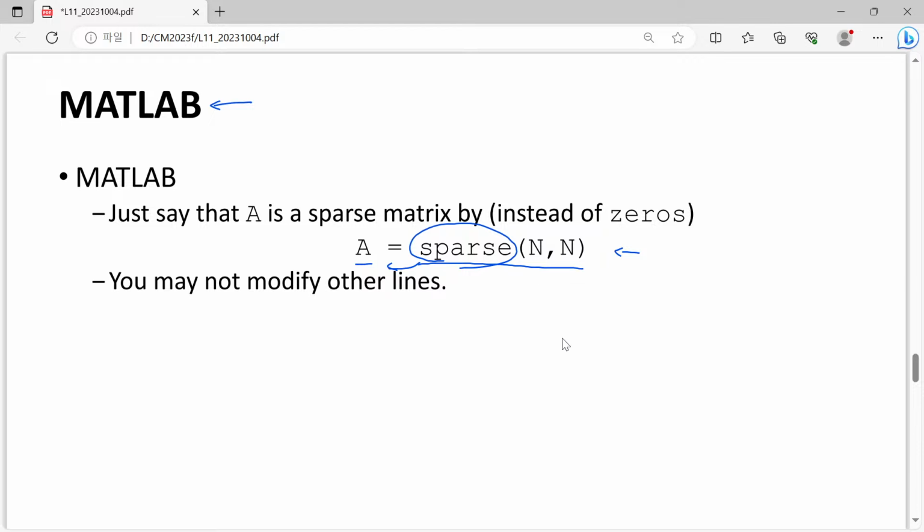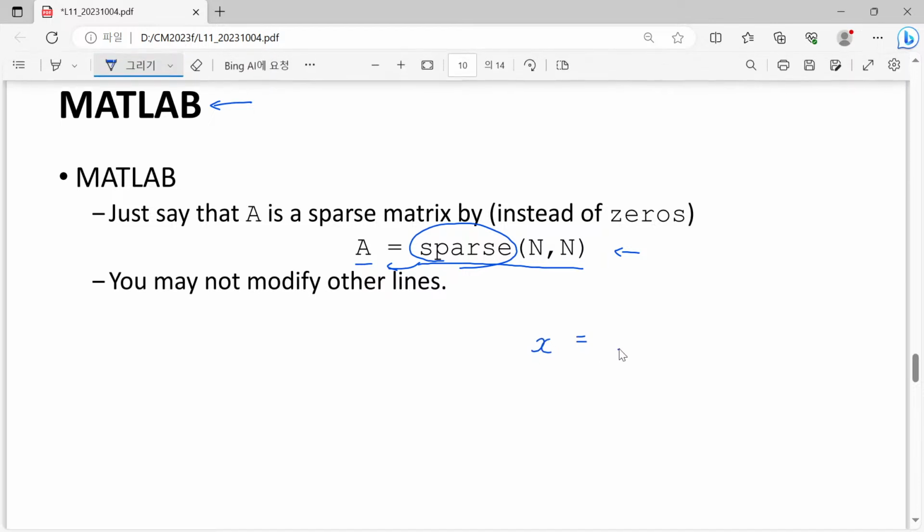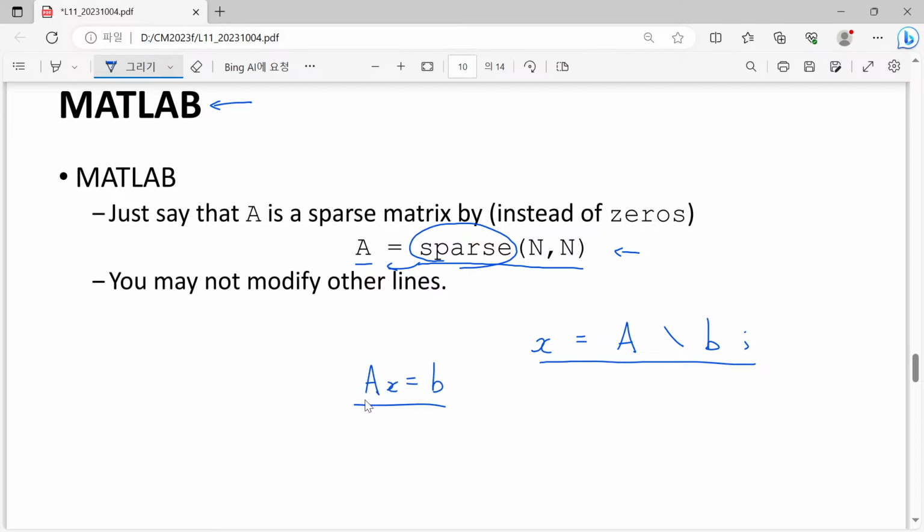For example, if I remember correctly, x equal A backslash b. That is the grammar for solving AX equal to B in MATLAB, and whether A is dense or A is sparse does not change this backslash grammar, so you can just use it.